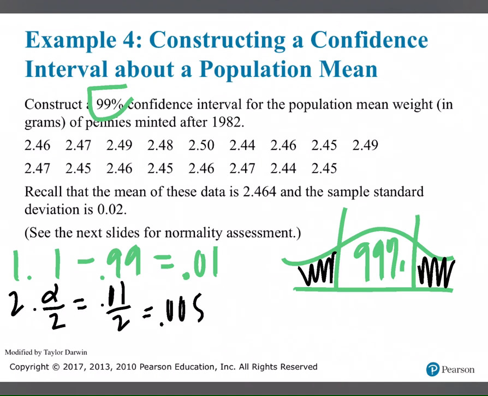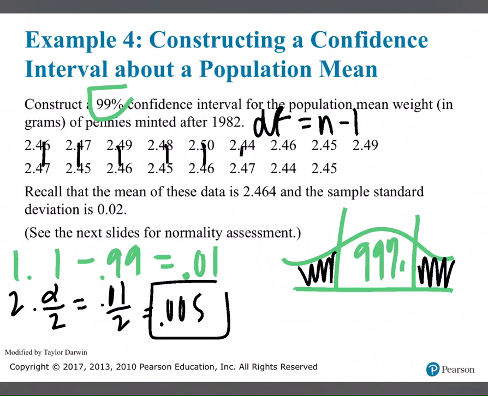And now I need to find my t value. To find your t value, we need that. That's the area of my tail. And we also need my degrees of freedom. Degrees of freedom is n minus 1. My sample size minus 1. And my sample size here was 17, I believe. 2, 4, 6, 8, 10. Yes, 17. So 17 minus 1, my degrees of freedom is 16. So go to your t-chart.